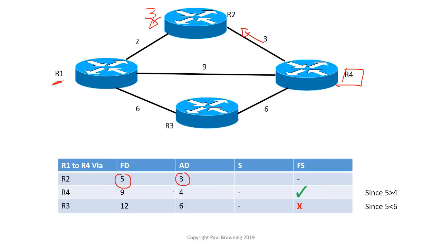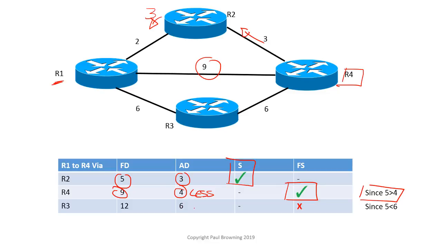So the feasible successor is added here. The advertised distance coming from R4, you've got your 9 in total here. This route here is installed as the successor. This is installed as the feasible successor. The reason is the 5 is less than the advertised distance here. So if this distance is less than, it will be installed into the topology table.